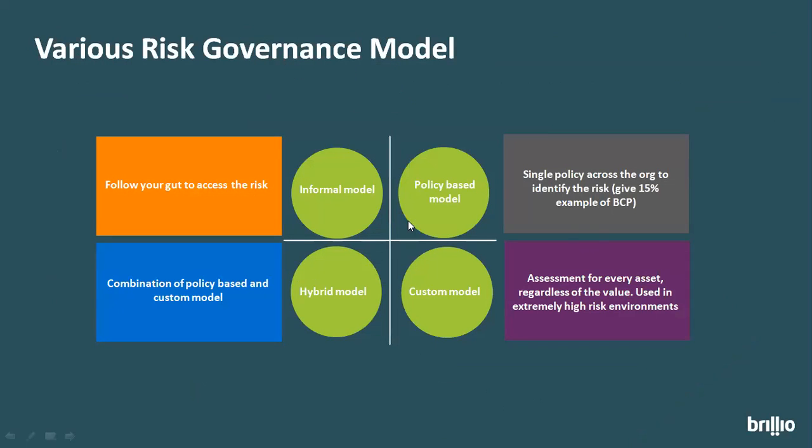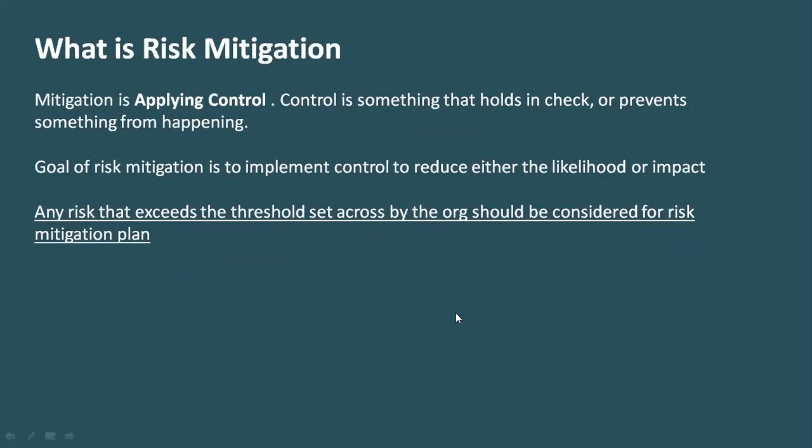So the second model, the policy-based model, right? The company MNC had a custom model. It was project-based, and there were more than 15% of people who were working from a different location when the Chennai flood happened.